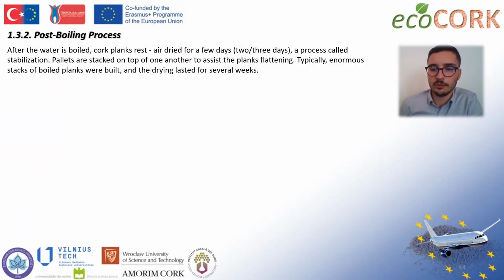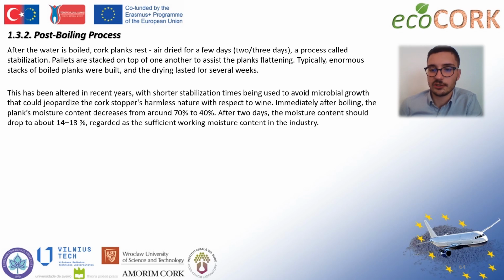After the water has been boiled, the cork planks rest and dry out in the air for 2 or 3 days. This is called stabilization. Putting pallets on top of each other helps the planks get flat. In recent years, this has changed, and shorter stabilization times are now used to prevent microbial growth that could hurt the safety of the cork stoppers for wine.